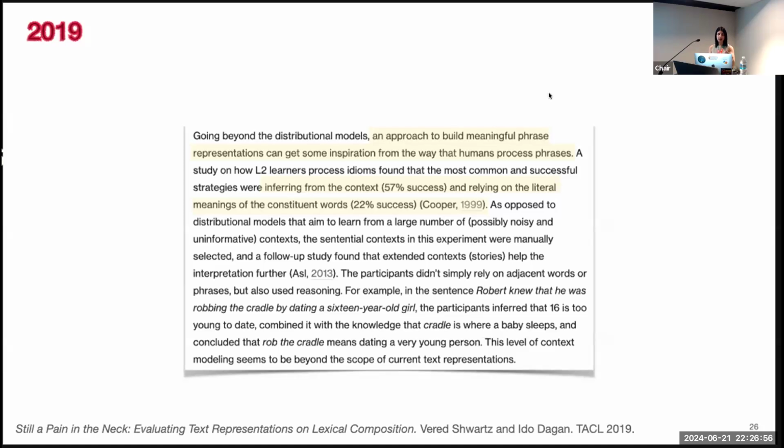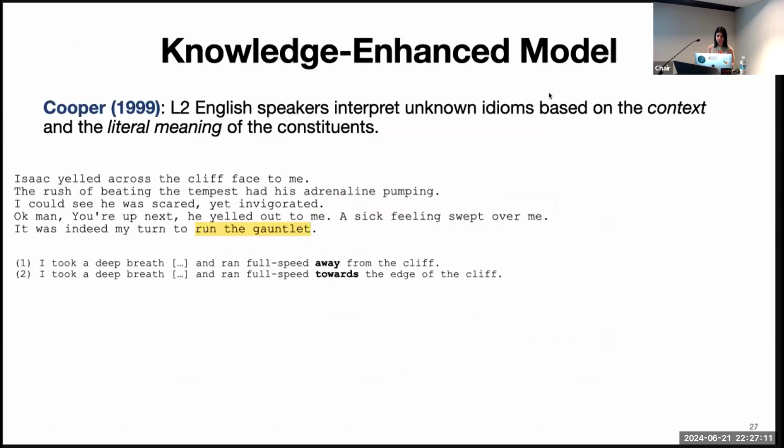So in that 2019 paper, I suggested that we should probably have models that do the same. And then in the paper with Tuhin in 2022, we followed up on that idea, and we developed two supervised knowledge enhanced models.